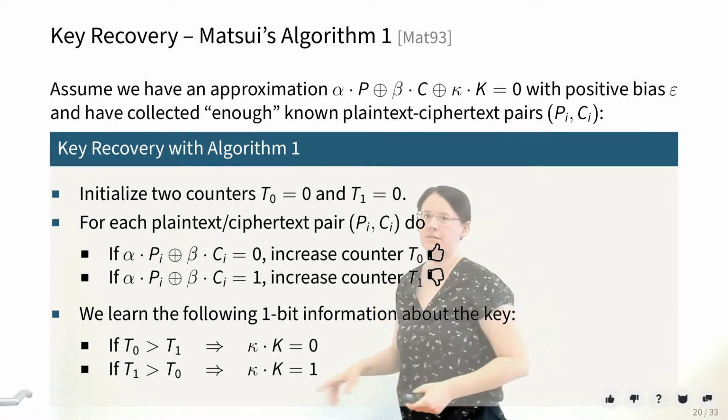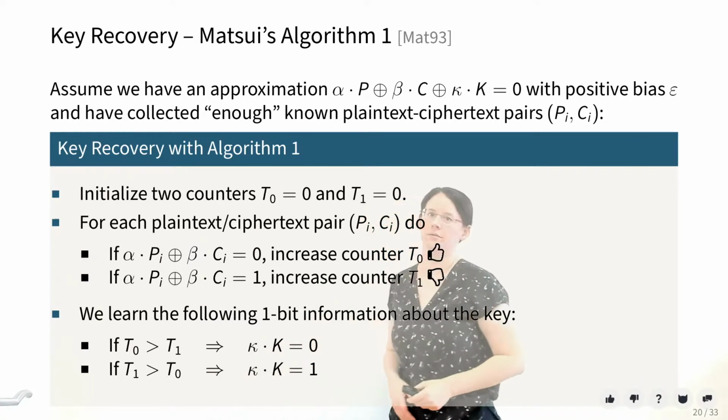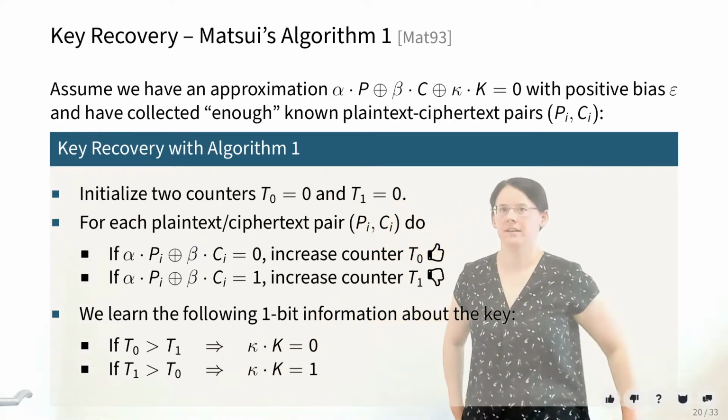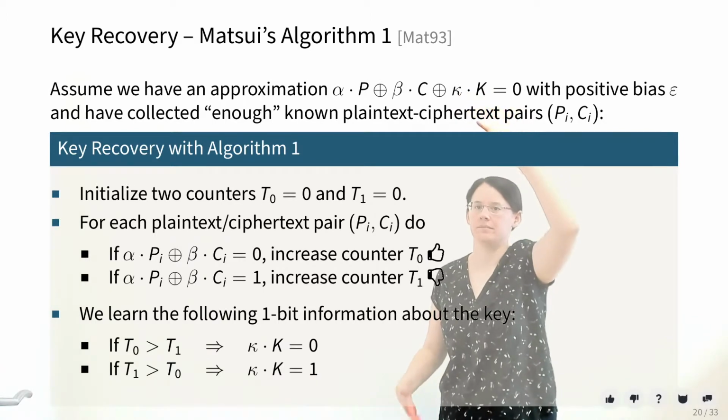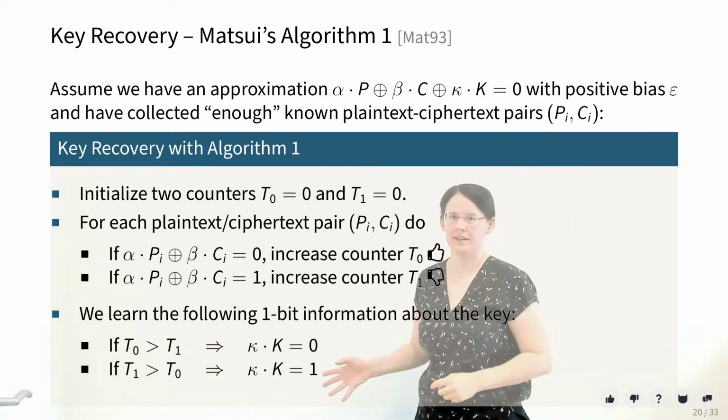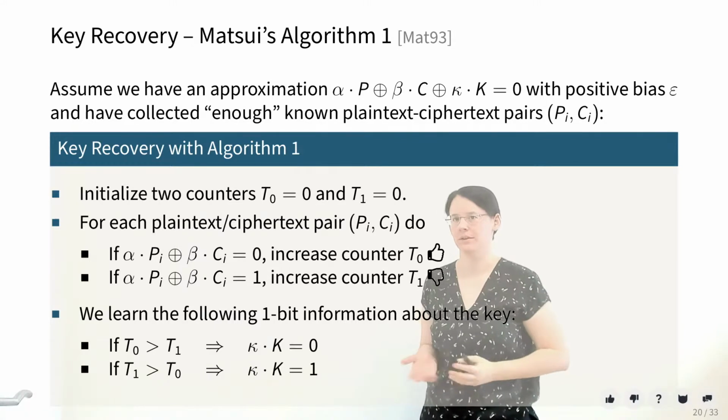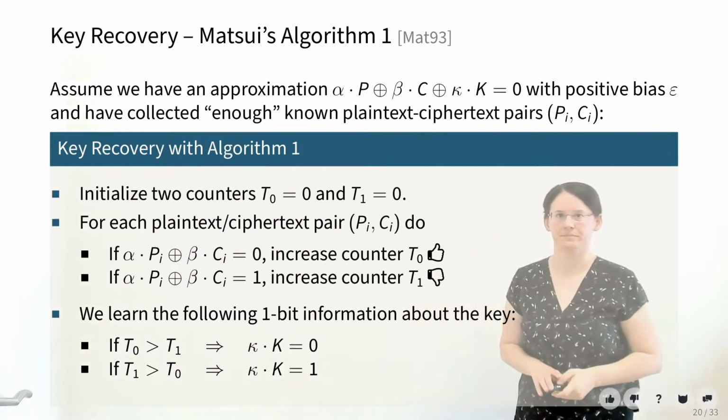And vice versa, if the counter for the 1s is bigger than the counter for the 0s, then this probably means that this here was originally a 1, so that the data is actually compatible with what we know about the bias and the equation.